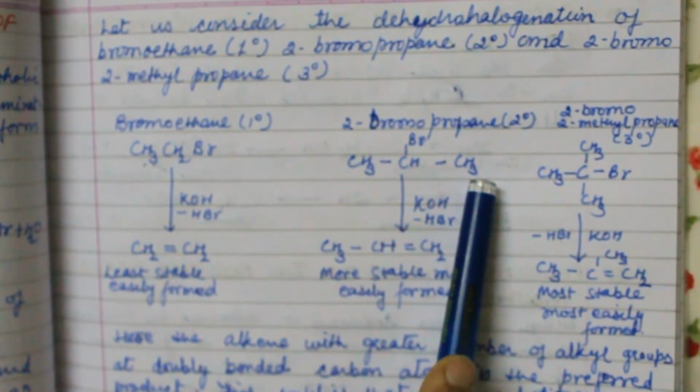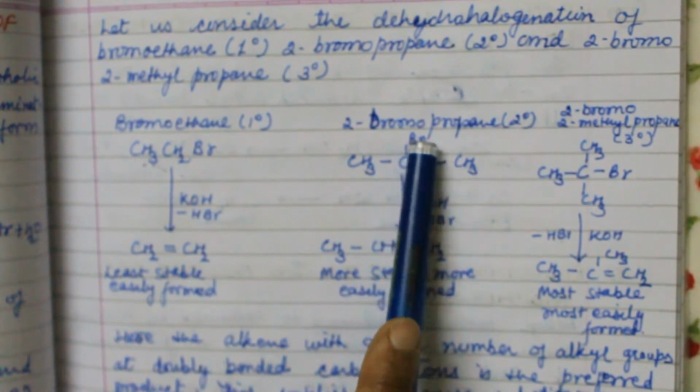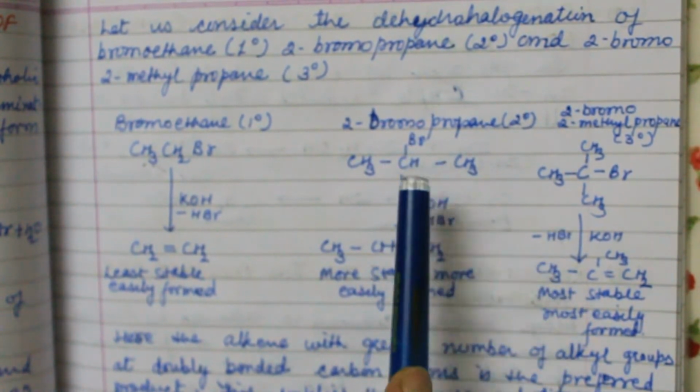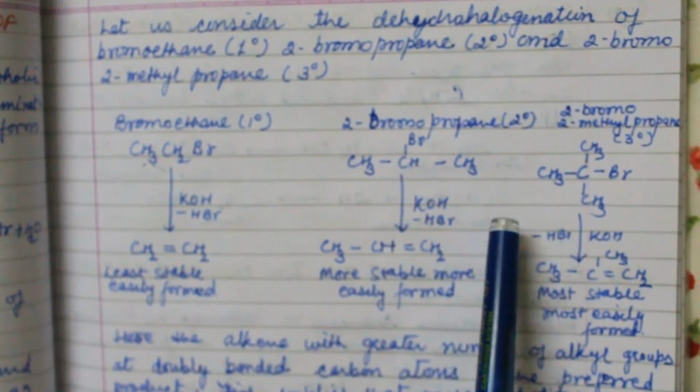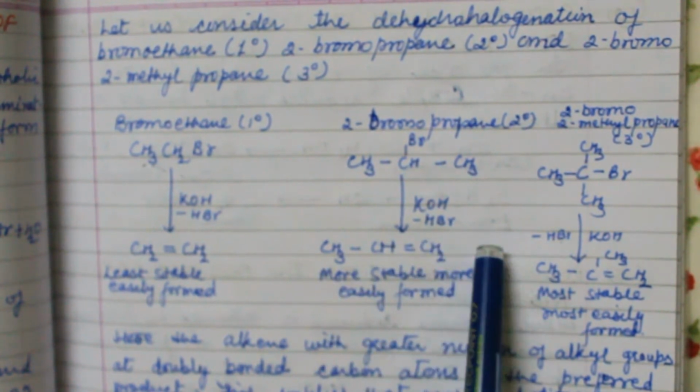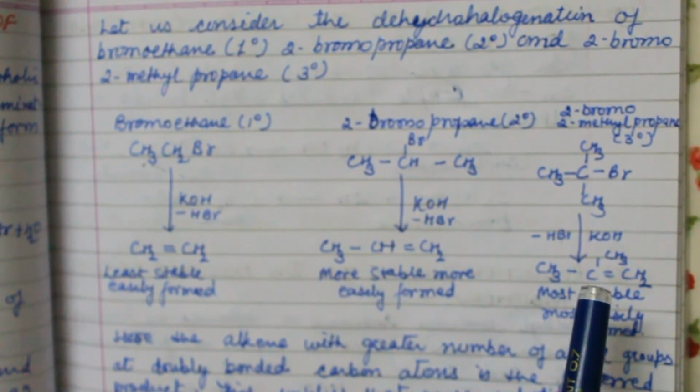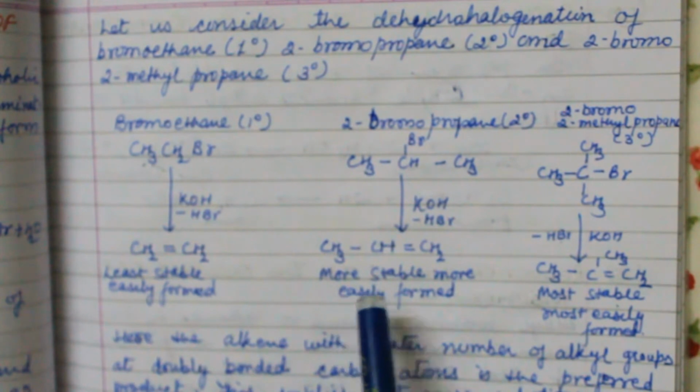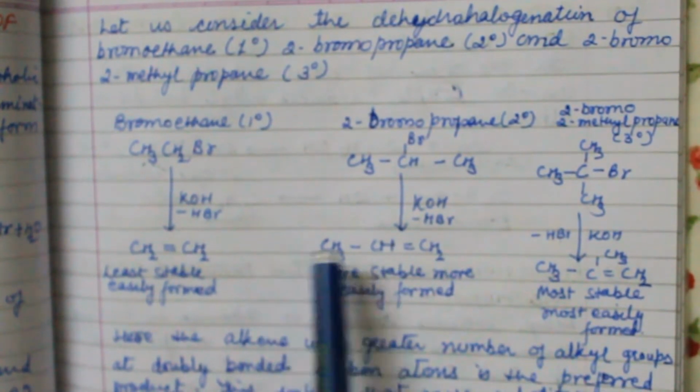Now come to the second condition, that is 2-bromopropane. Here there are 3 carbons and the second position carries bromine. So when KOH reacts with this compound, it again removes HBr, that is dehydrohalogenation, and the alkene formed is more stable because it has more alkyl groups.